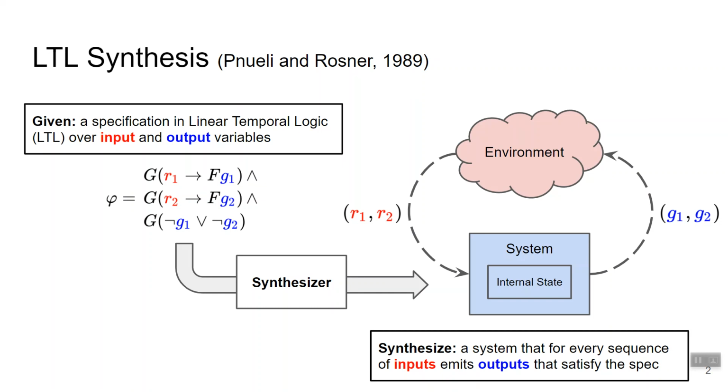We then want to automatically synthesize a reactive system that is guaranteed to satisfy this specification. This system interacts continuously with an environment, receiving inputs and emitting outputs, and guarantees that for every sequence of inputs, the sequence of outputs it admits satisfy the specification.